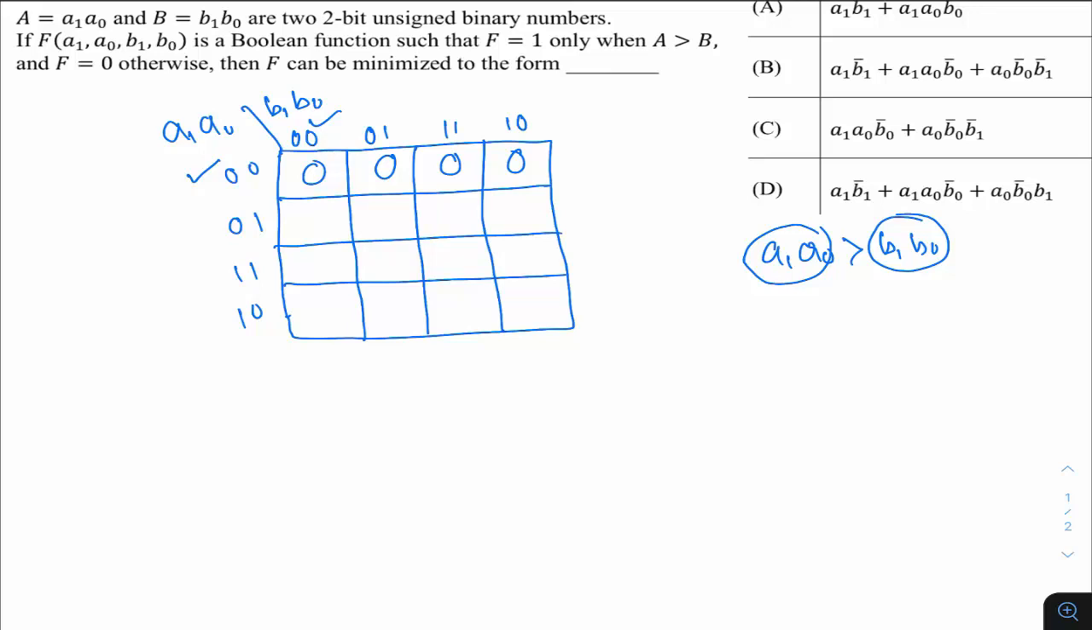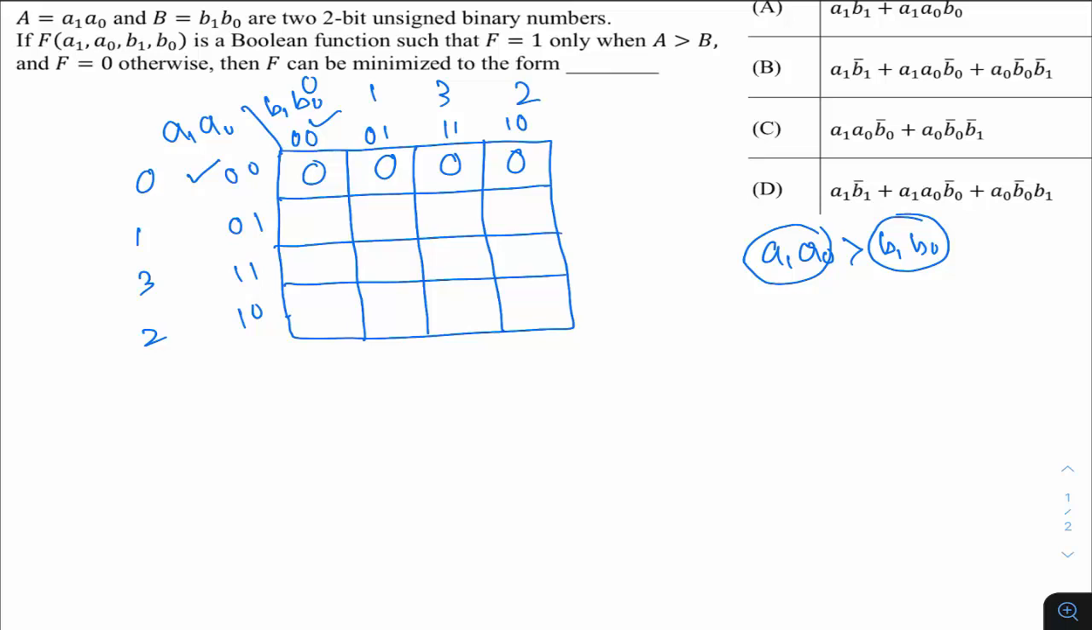B value is 0, 1, 3, 2. I mean, if you find in the decimal form, A is 0, and B is 0, 1, 3 and 2. Because in the first row, A value is 0 and B value is 0, 1, 3, 2. So of course, A is less than B in all 4 cases. So that's why it is 0.